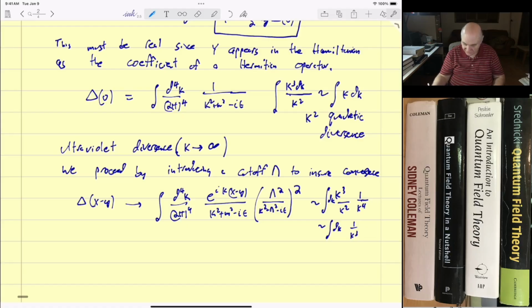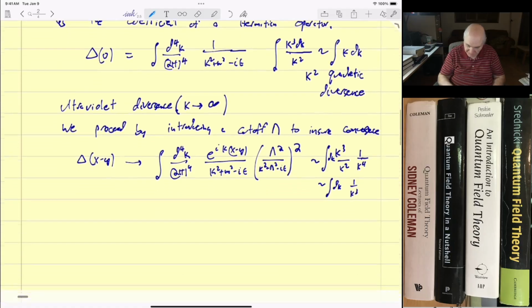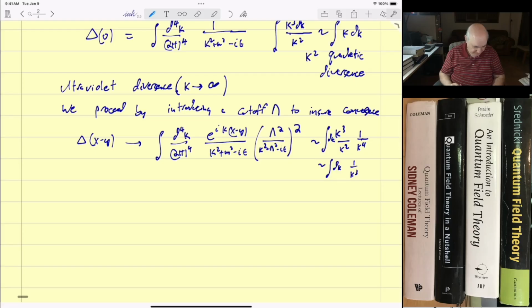And then when k is very small, just when k is 0, this just becomes 1. So we don't introduce any problems there, we're good. So this is sort of what we do. There are many ways. This is sort of like the Pauli method of introducing a convergence factor. But there are other, more modern ways, like dimensional regularization, which we'll talk about later.